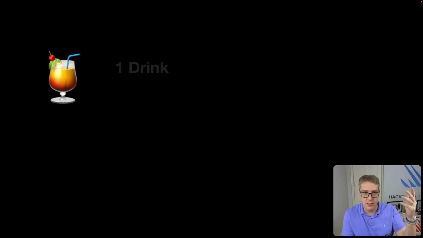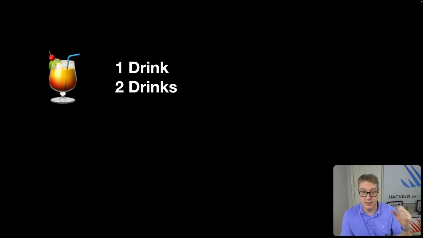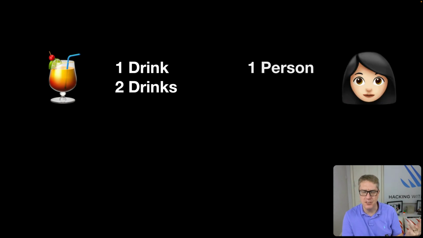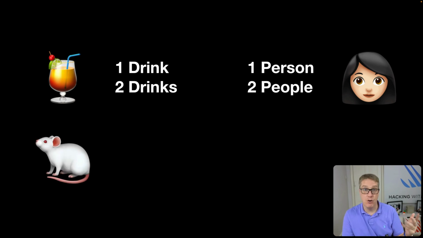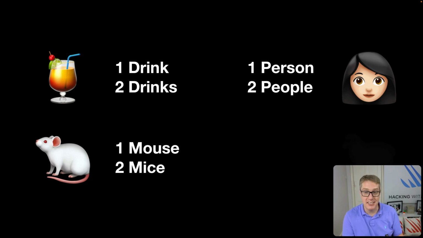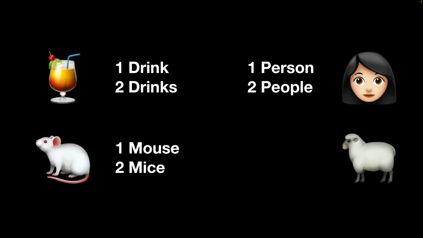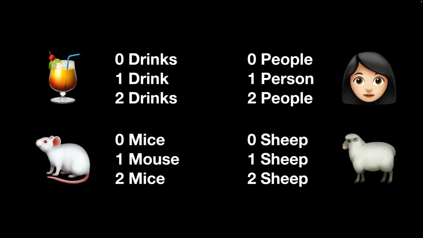Now, you'll know that English is very irregular about how it handles plural forms. We could say there is one drink and two drinks. Simple. Add an S. Easy peasy. But then it's one person, but two people. Or we could say, I want to have one mouse and two mice. And my personal favorite, I want to have one sheep and two sheep. And it gets particularly weird when you factor in that we use plural for zero as well. Zero drinks, zero people, plural, despite there being none of the thing.